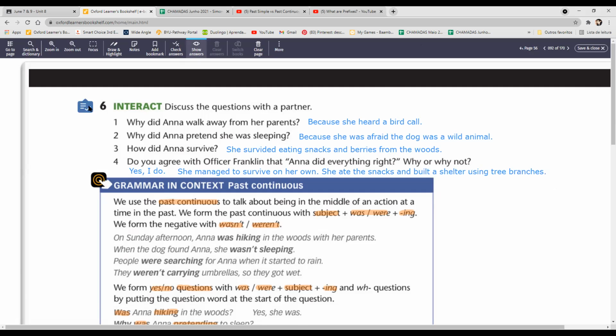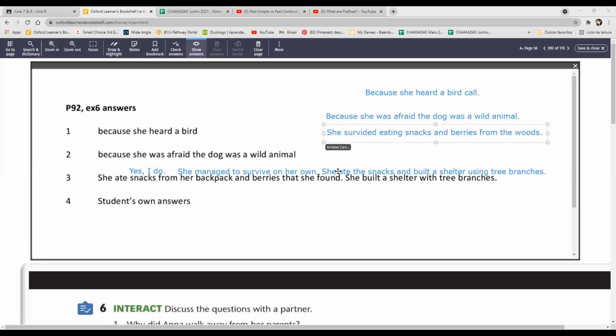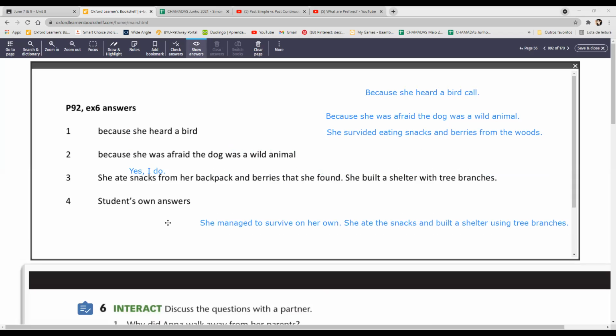Let's see there. Okie dokie. Let me move this. The first one, because she heard a bird, yes. Because she was afraid the dog was a wild animal. She ate snacks from her backpack and berries that she found. She built a shelter with tree branches. Okay, we just missed that, but that's okay. And the last one, it's our own answers. Okay, so everything is correct.